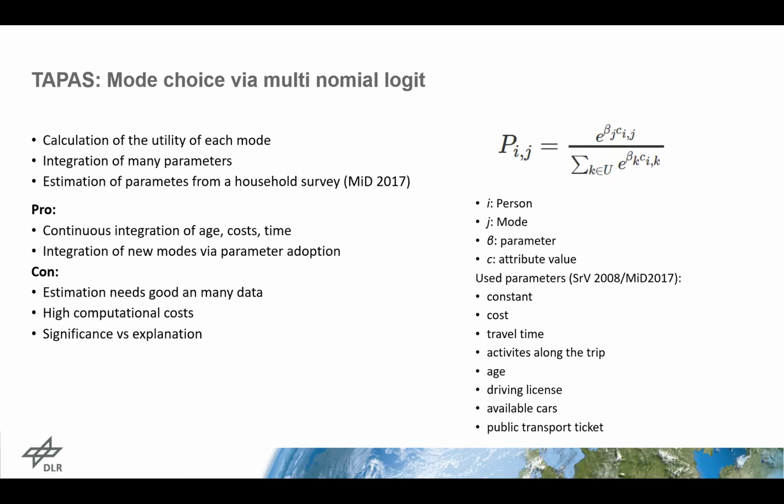On the con side, you need to get a good estimation for these parameters. You need good and many data, and that's usually a showstopper if you don't have a good national household survey with 10,000s of trips. But there are ways to get around this. Or you take the model from your neighbor group and then see how it works in your region.